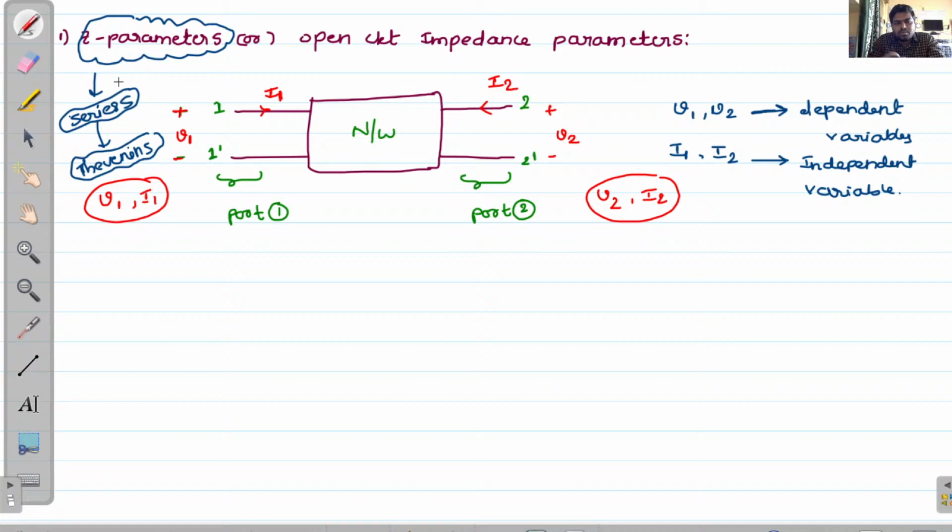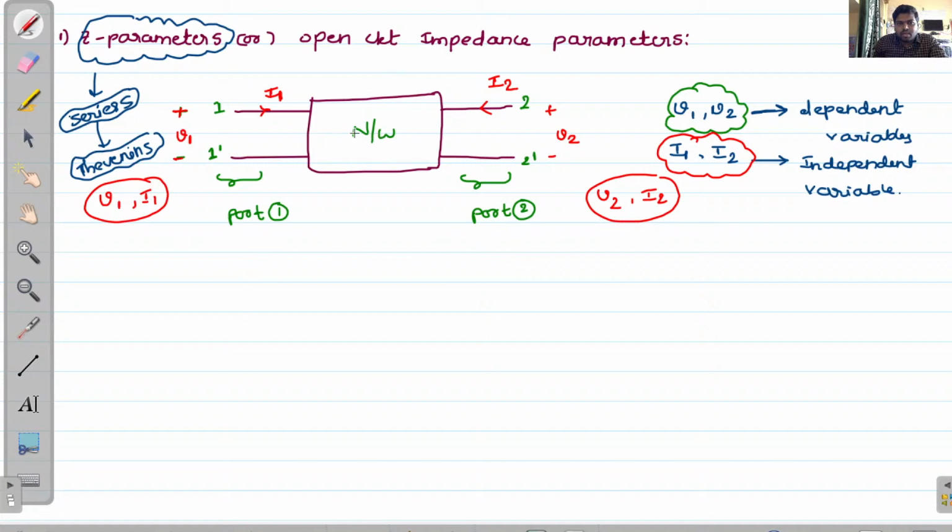Not only Z parameters, you can use H parameters, Y parameters, ABCD, or inverse transmission parameters also. But the best suitable case is Z parameters. So here V1, V2 are called dependent variables, and I1, I2 are called independent variables.